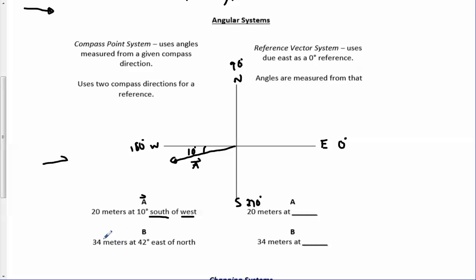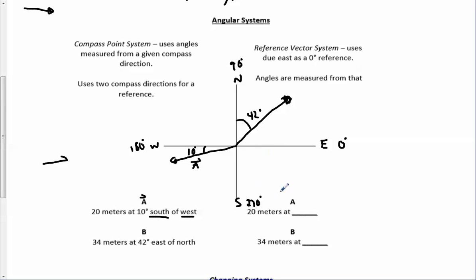Now vector B is 34 meters at 40 degrees east of north. So once again, it's going to be up here in quadrant 1, and it's to the east of the northern direction. So I start off going in the northern direction, and then I move to the east of it. So I'm going to have something that looks like that. And there's my 40 degrees.